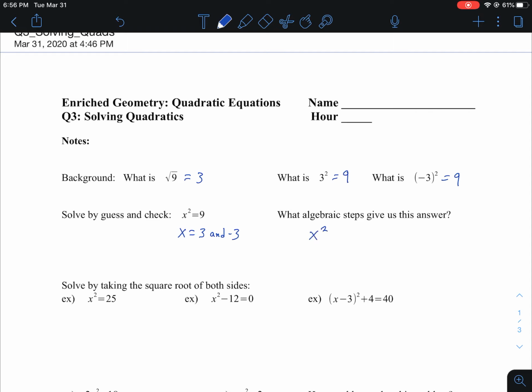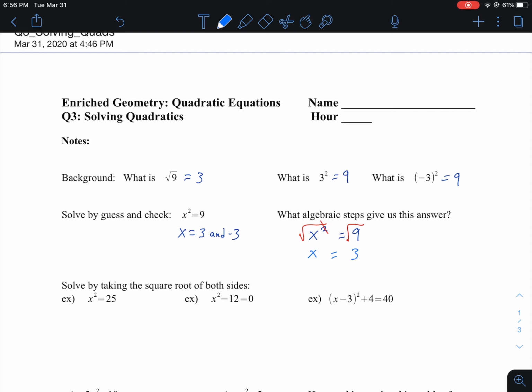Okay, so we have the problem x squared equals 9. Now, the opposite of squaring is square rooting. So I will take the square root of both sides. Now, on the left side, the square root and the square cancel, and you're left with just x. Now, on the right side, the square root of 9 is 3.